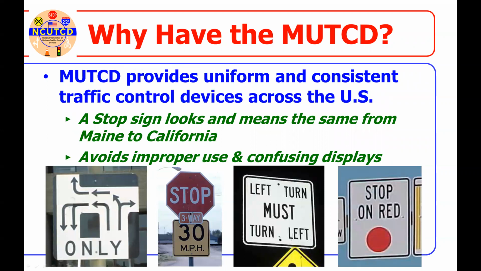The purpose of the MUTCD is to provide uniformity in the meaning and appearance of traffic control devices and to promote consistency in placement and in use of traffic control devices throughout the United States. The reason the very first MUTCD was published in 1935 was so that basic traffic control devices would look and mean the same everywhere they were used in this country.